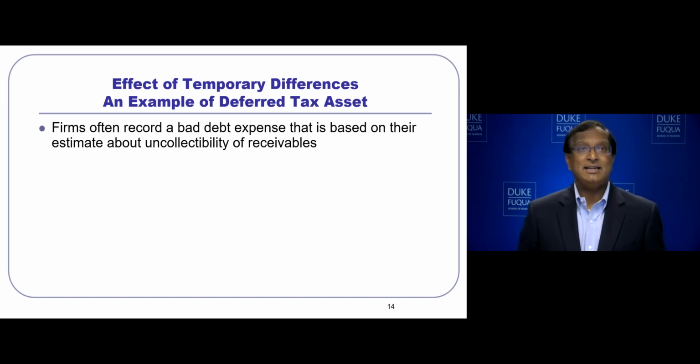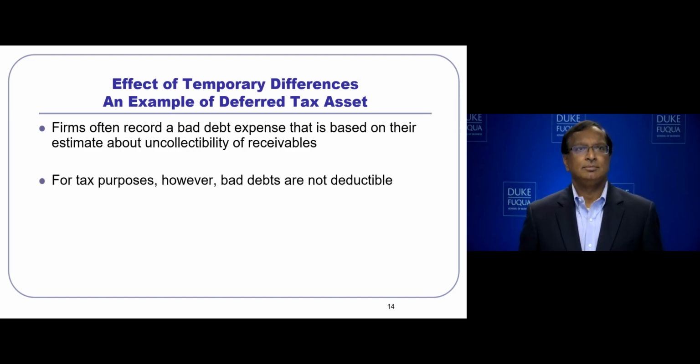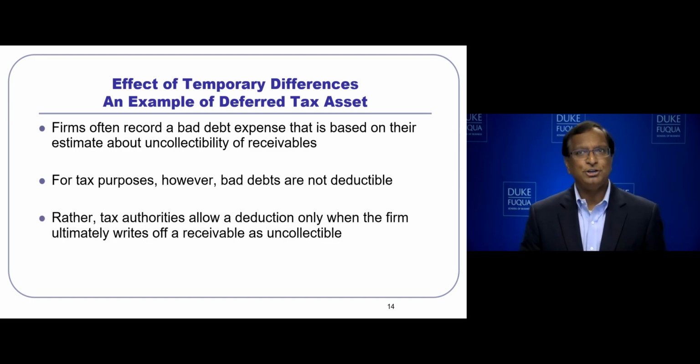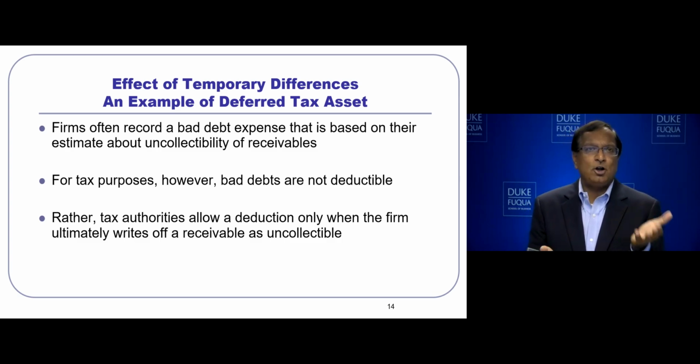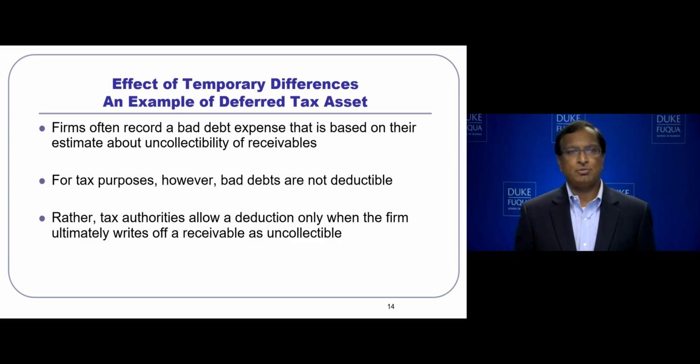We all know about bad debt expense. Firms have to record a bad debt expense, which is based on the estimate of uncollectibles with respect to its receivables. For tax purposes, however, the tax authorities usually say that bad debts are not tax deductible. What they allow you to deduct is only when the firm writes off a receivable as uncollectible. So there is a difference between how the firm records the bad debt and how the firm records the write-offs.